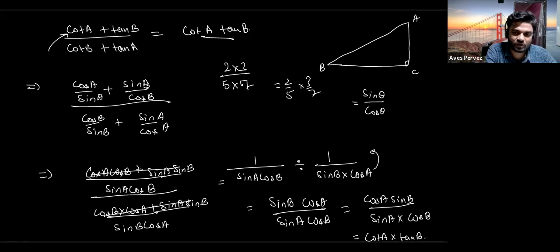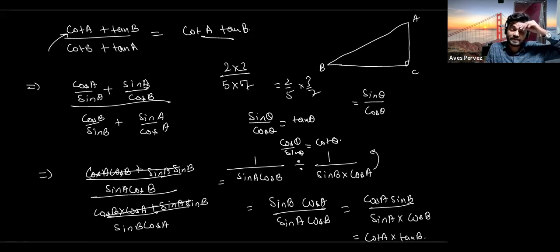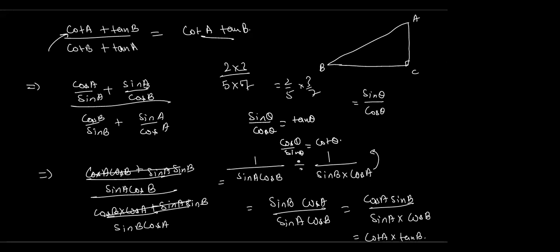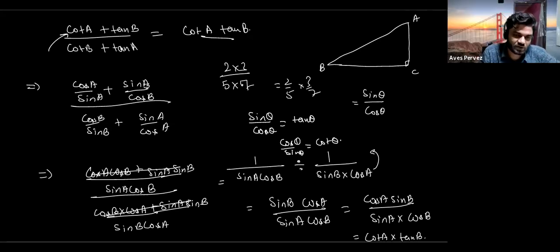I have taught you that sine theta upon cos theta is equal to tan theta, and the reverse of this, cos theta upon sine theta, is equal to cot theta. Got it? Yes, sir. Sorry, cos theta upon sine theta is equal to cot theta. Okay. So why are we doing this? You need to understand one thing. I'm going to repeat it again.